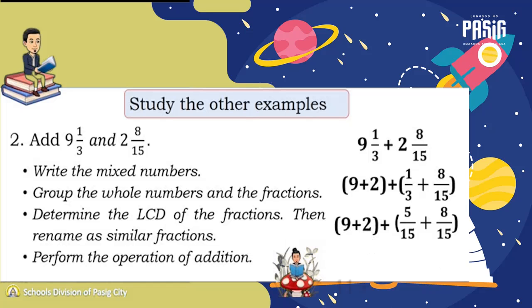9 plus 2 equals 11. 5/15 plus 8/15 equals 13/15. So 11 plus 13/15 equals 11 and 13/15. Since 13 and 15 have no common factors, therefore 11 and 13/15 is in lowest term. Alright, I hope everything is clear.